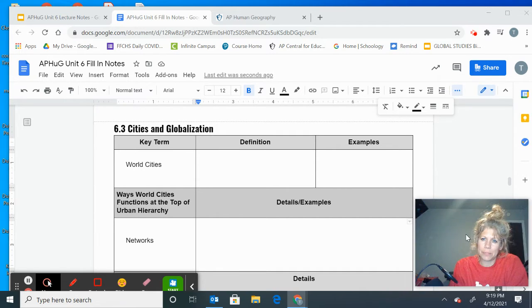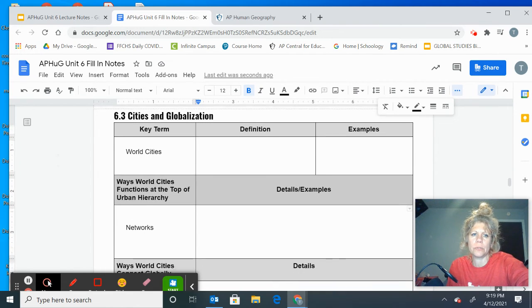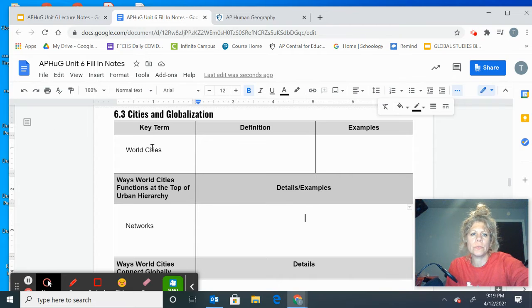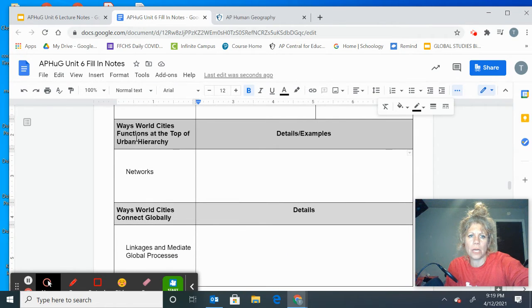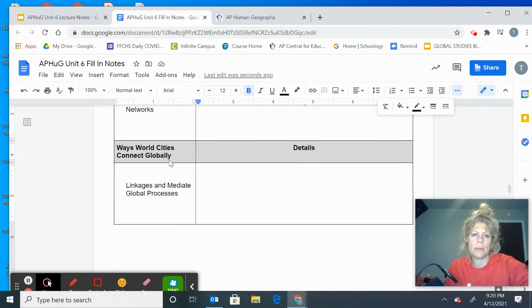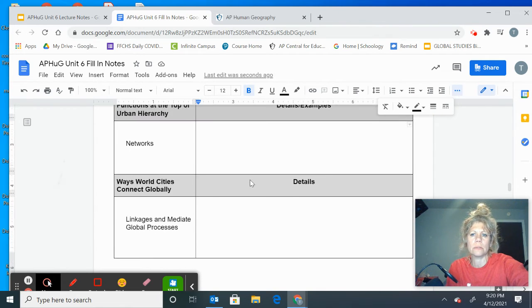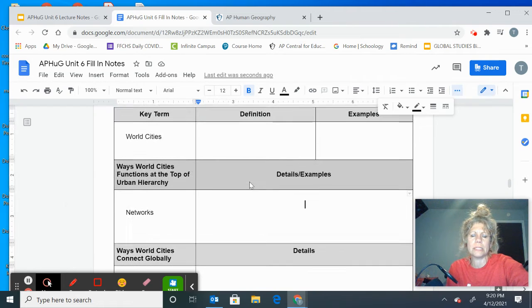So if you don't have a template, here I'm going to show you really quick this super simple setup. First, we need to know the definition and example of world cities. And then for the second part of the standard, we'll talk about ways world cities function at the top of urban hierarchy, and we'll list some examples of networks. And then last, we'll talk about ways that these cities are connected globally. And then you'll fill in linkages and immediate global processes and just leave a space over to the right for each of those.